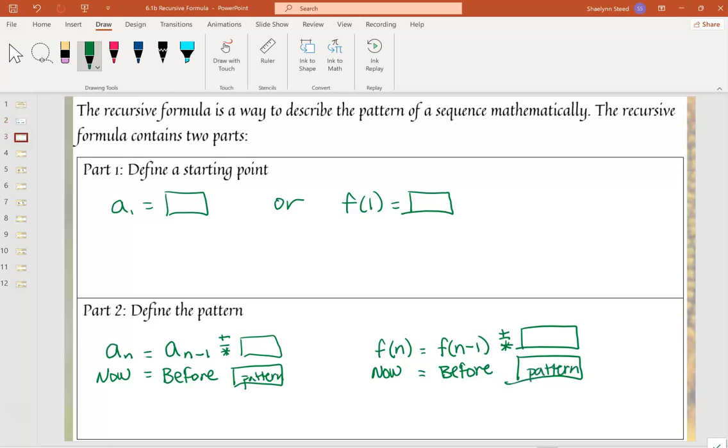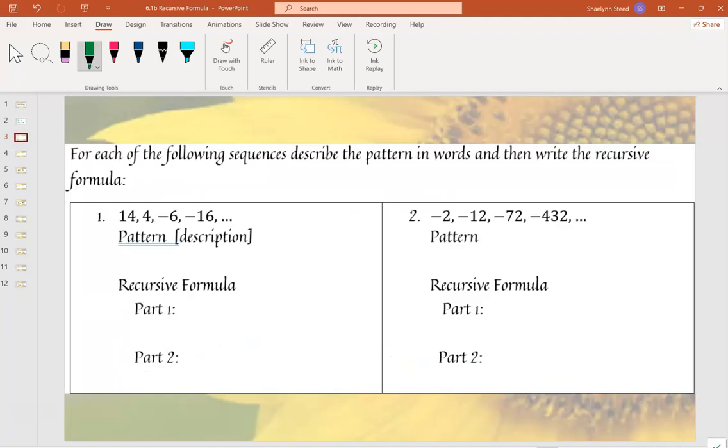And there you go. So let's give this a practice. We've got two problems here, and we're going to describe the pattern. First, we're going from 14 down to 4, down to -6, down to -16. Now this does not seem to be a multiplication problem or a division problem, so let's see what's happening.